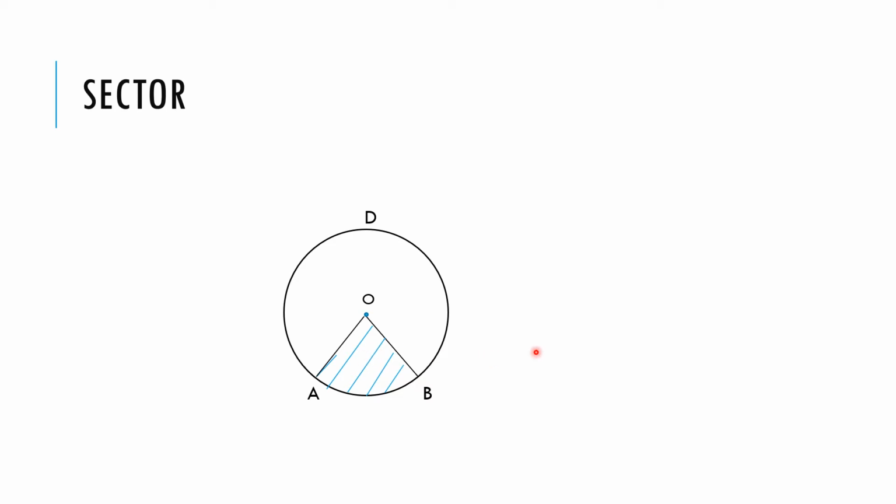The shaded region enclosed by the radii OA and OB and the minor arc AB is called the minor sector of the circle, and the region enclosed by the radii OA and OB and the major arc ADB is called the major sector of the circle. So this is the minor sector and this is the major sector.